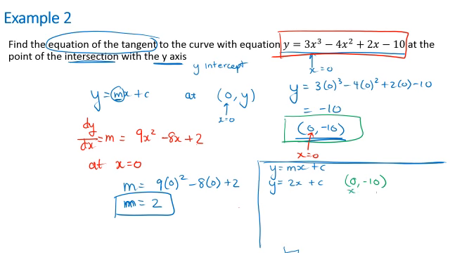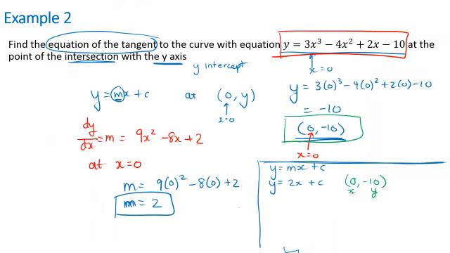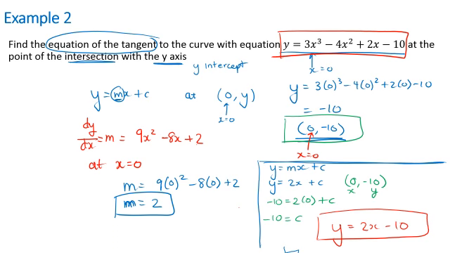Okay, at x equals 0 and y equals negative 10. So subbing it in, negative 10 equals 2 times 0 plus c. Therefore, c must equal negative 10. So the equation of my straight line must then be y equals 2x minus 10. Simple as that. Okay, so hopefully this helps you to answer the questions I'm going to give you next, which I'll do now.